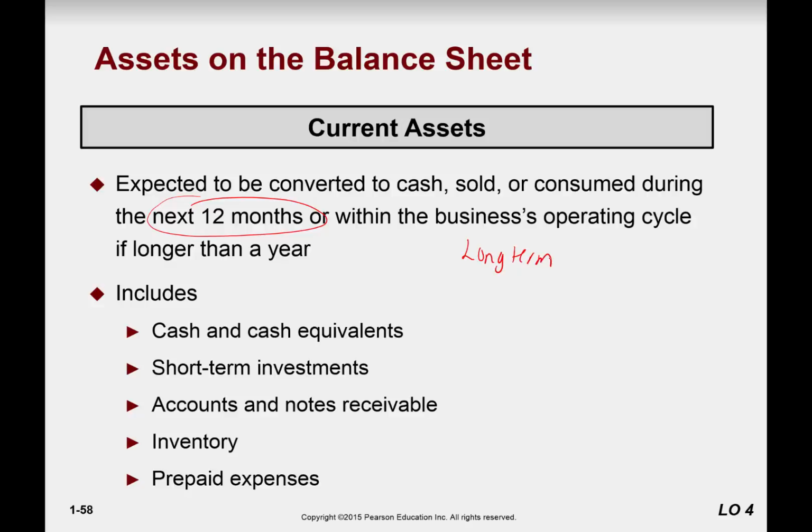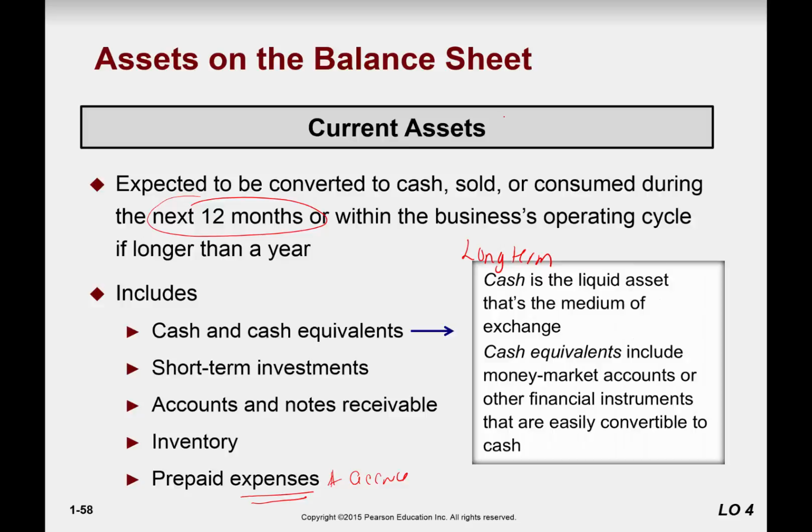Current assets include cash and cash equivalents, short-term investments, accounts and notes receivable, inventory, and prepaid expenses. Prepaid is considered an accrual, and we're going to talk about that, because expenses are usually decreases, and they would decrease your retained earnings. But in this case, since it is prepaid, all you're doing is converting one asset, cash, for another.